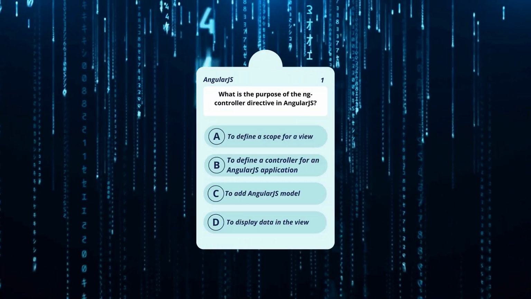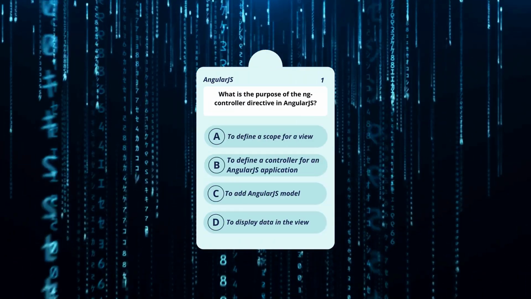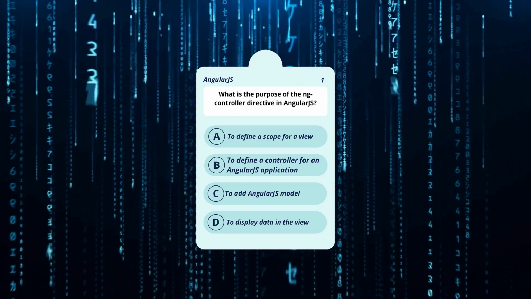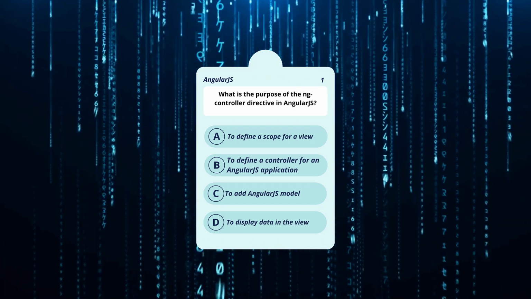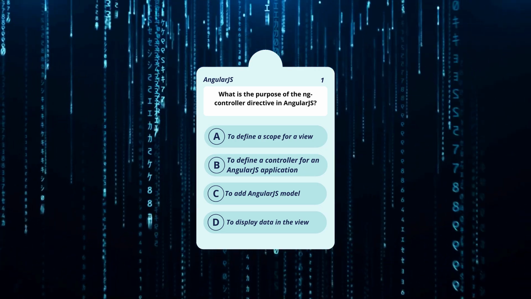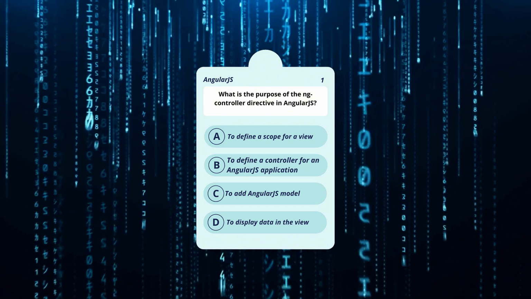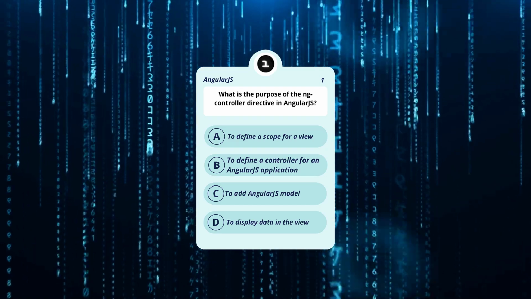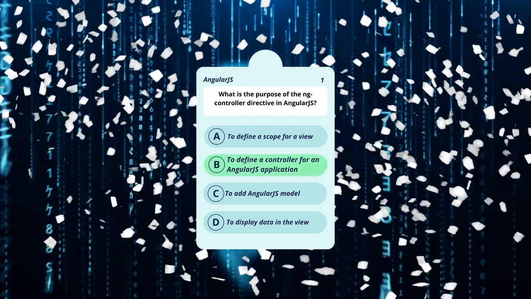What is the purpose of the ngController directive in AngularJS? A. To define a scope for a view. B. To define a controller for an AngularJS application. C. To add AngularJS model. D. To display data in the view. Answer B.